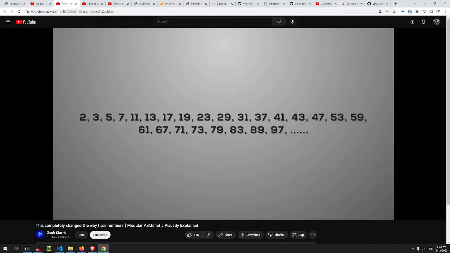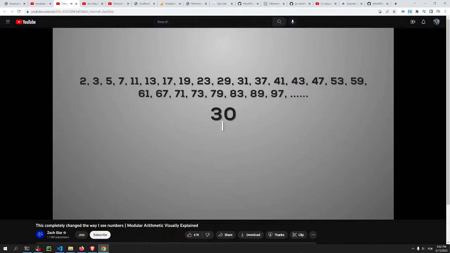Nothing goes into them but 1 and themselves. And there are infinitely many of these. All other numbers that don't appear here, like 30, are made up of 2 or more of these primes. So instead of seeing a number for what it is, you can see it as what it's made up of.